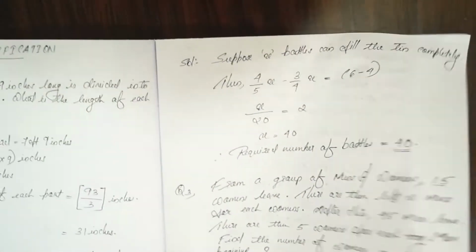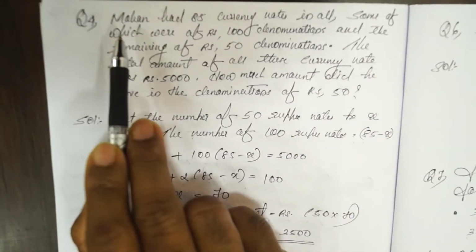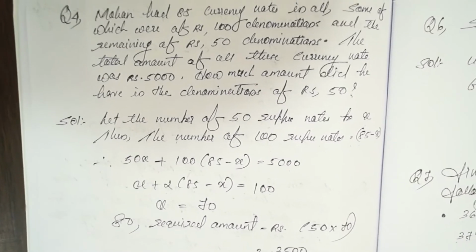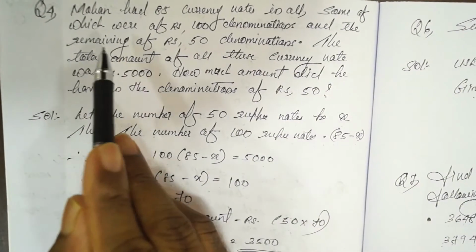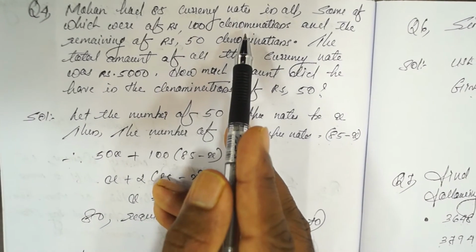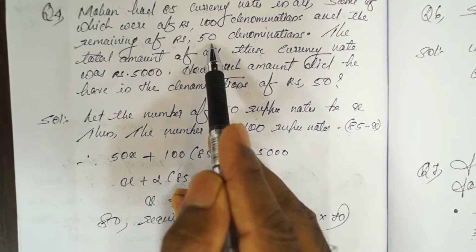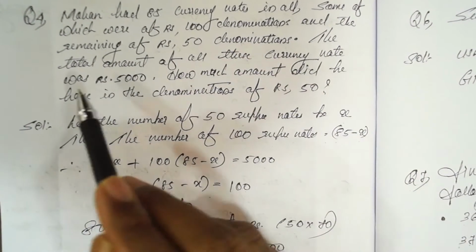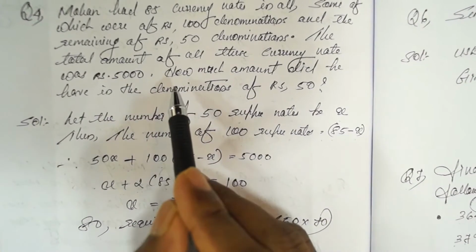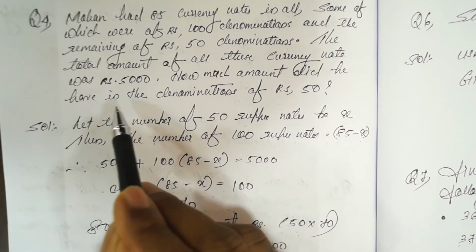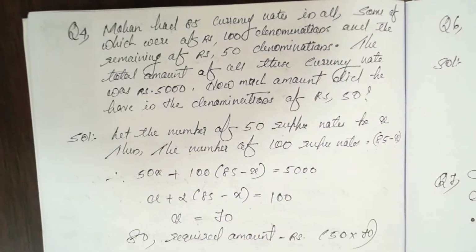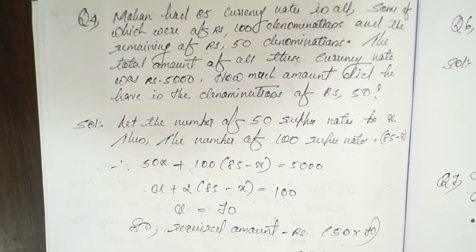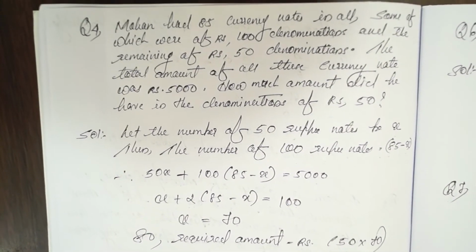Now our fourth question: Mohan had 85 currency notes in all, some of which were of rupees 100 denomination and the remaining of rupees 50 denomination. The total amount of all these currency notes was rupees 5,000. So how much amount did he have in the denomination of 50? So our question is asking, for the 50 denomination, how much total amount he has.